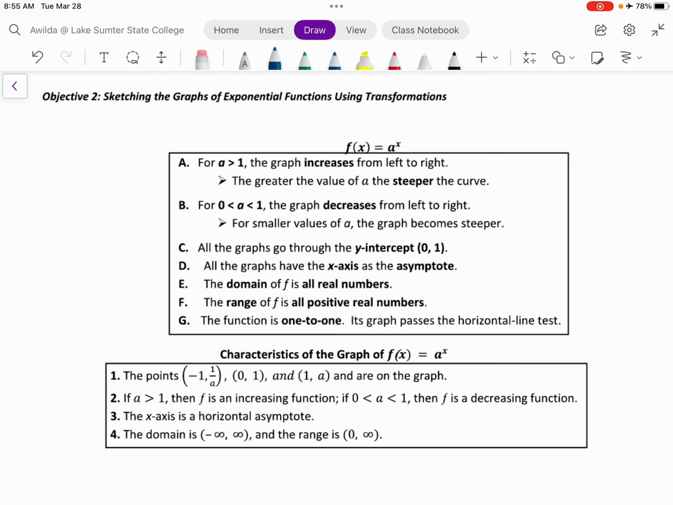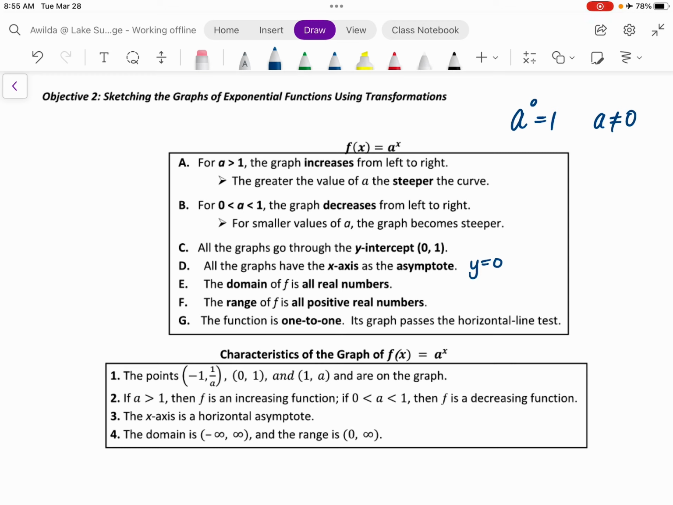All of the graphs, regardless of the value of a being between 0 and 1 or being greater than 1, will have the same y-intercept at (0, 1). And this is because any number a to the 0 power is 1 as long as a is not 0, which it can't be because one of the rules is that a must be positive. All of the graphs will have the x-axis as a horizontal asymptote. Recall that the x-axis is the line y equals 0.